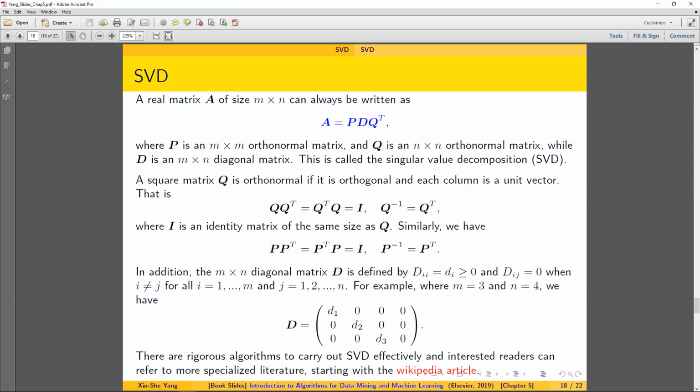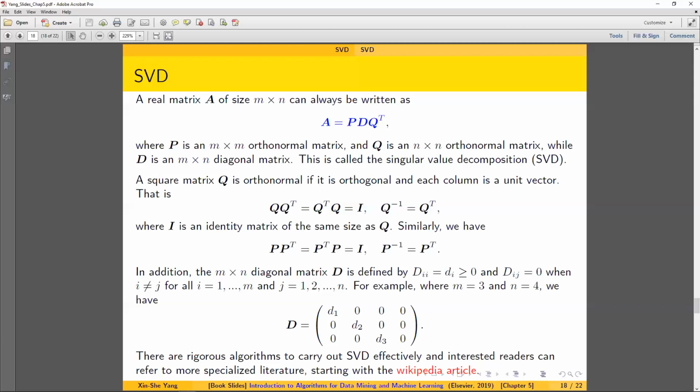This is a powerful output, right? Just be aware that any real matrix A of size m by n can always be written as P times D times Q transpose. And then P is an m by m orthonormal matrix. You might be wondering what is orthonormal. We'll get to that shortly. And then Q is an n by n orthonormal matrix, while D is a diagonal matrix.